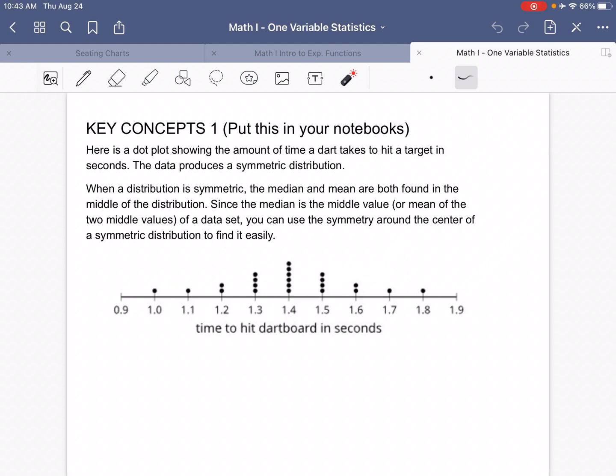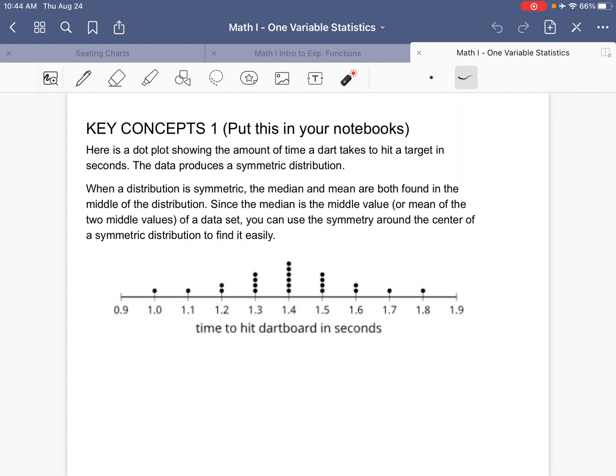So this is from a cooldown called Shape and Statistics. And the key point here is that the shape of your distribution, whether it's symmetric or skewed, will affect where you find the mean and the median and the relationship between those two values.